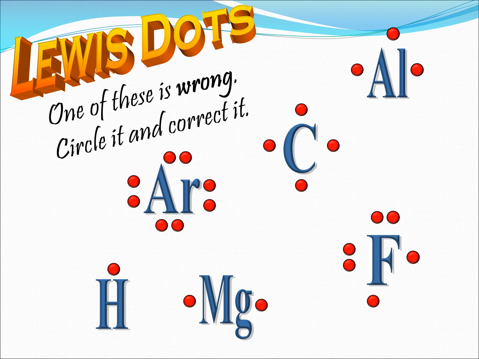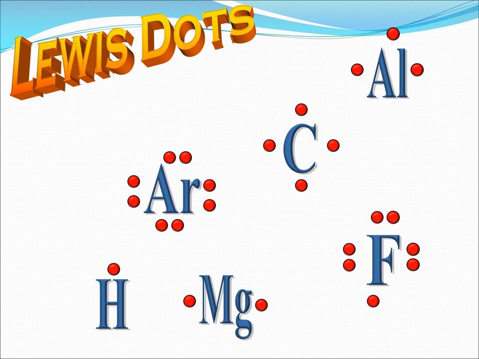Oh yeah, I see the mistake. What's the mistake? Fluorine is a halogen. Halogens are right next to the noble gases. So how many valence electrons should fluorine have? It shows 6. That's not right. It should be 7. There we go. So that is now all correct, and you should be able to recognize that.